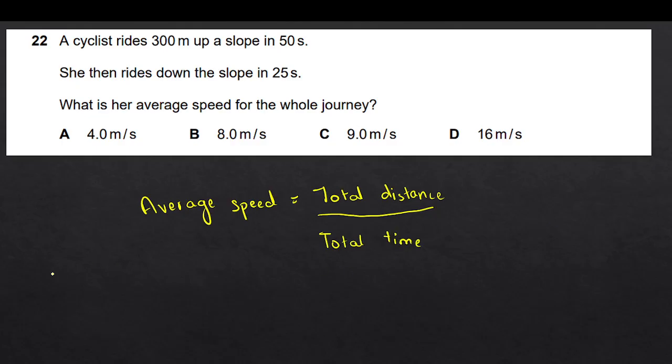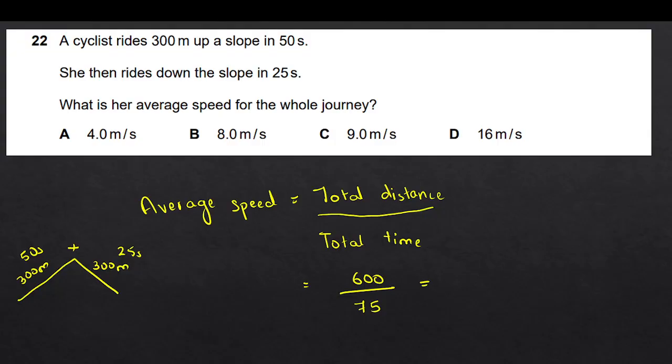In this question, the cyclist goes up the hill and the hill's distance is 300 meter, and comes down the hill, so the distance again is 300 meter. The total distance traveled by her is 600 meters, over the total time taken, which is 50 seconds while going up and 25 seconds while coming down. So 50 plus 25, which is 75 seconds.